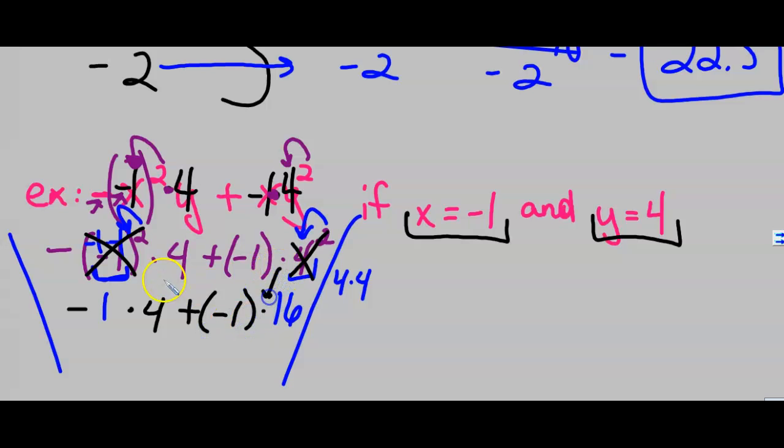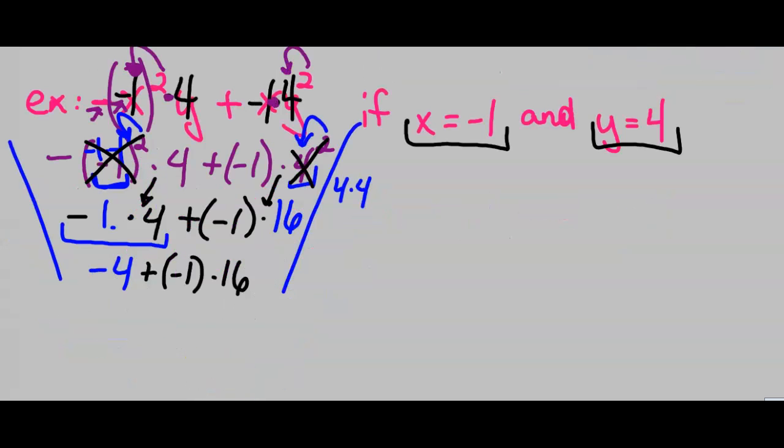Even these little signs, you see that? All right, now let's keep going. We got to do multiplication from left to right. I don't see any division, so we're good there. We've got this multiplication, -1 times 4, that's going to be -4. Drop everything else down. There's another multiplication sign right here. So we have -1 times 16. That's -16. And everything else drops down.